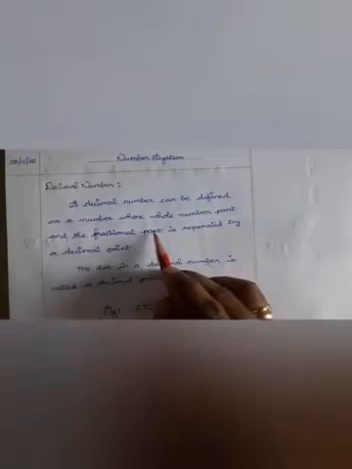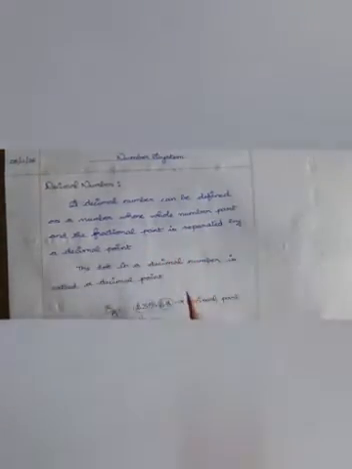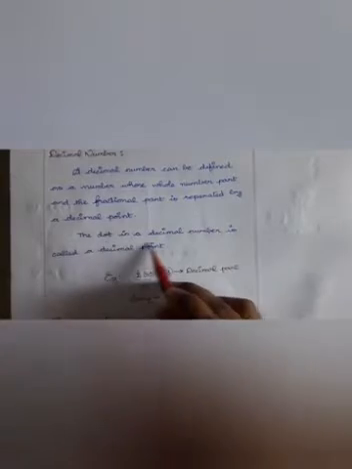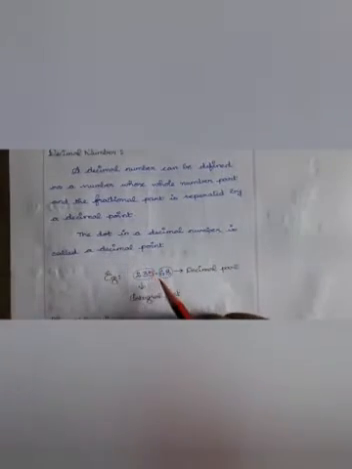Now let's see the decimal number. A decimal number can be defined as a number whose whole number part and fractional part are separated by a decimal point. The dot in the decimal number is called the decimal point. So a decimal number is nothing but a combination of a whole number part and a fractional part, separated by a decimal point. That dot is said to be the decimal point. That is what is given in the definition.